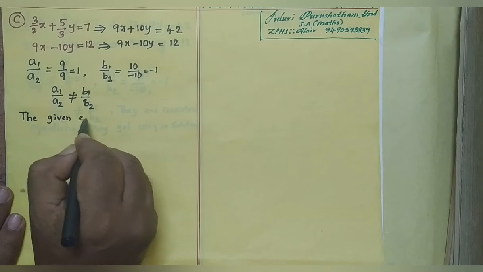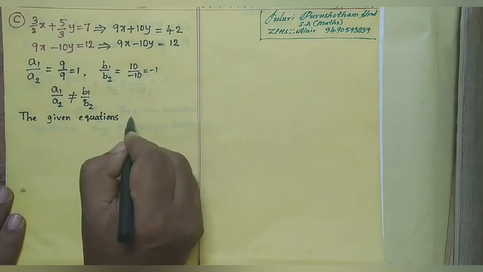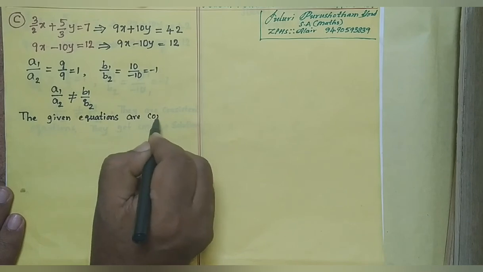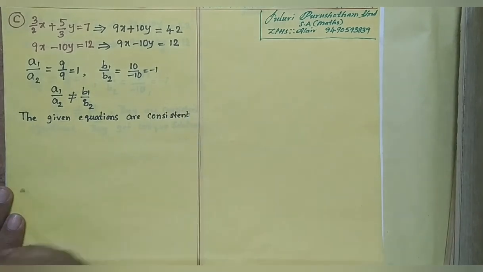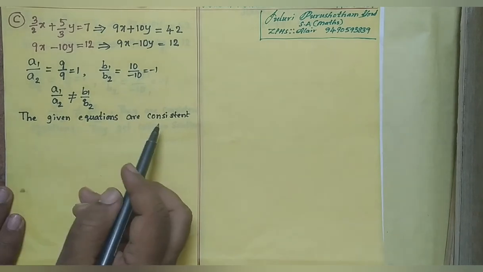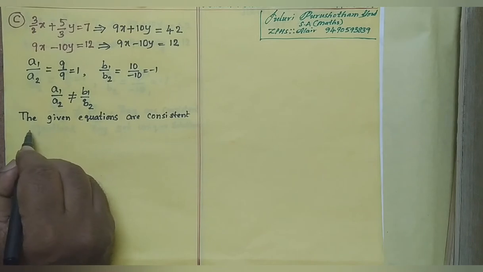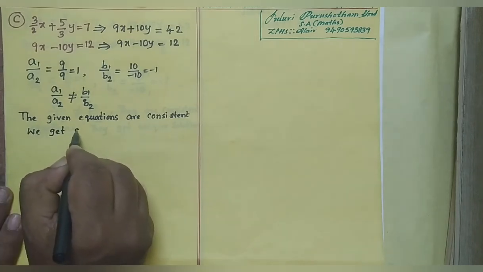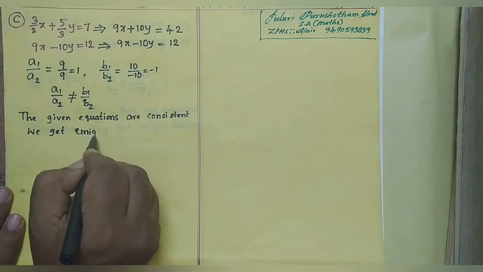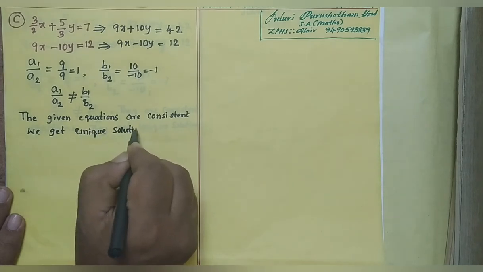The given equations are consistent. What is the meaning of consistent? Because we get solutions. How many solutions do we get? We get only a unique solution. Okay, children.